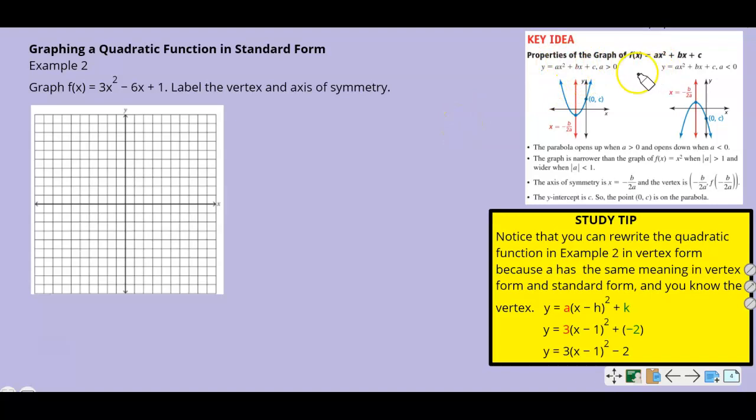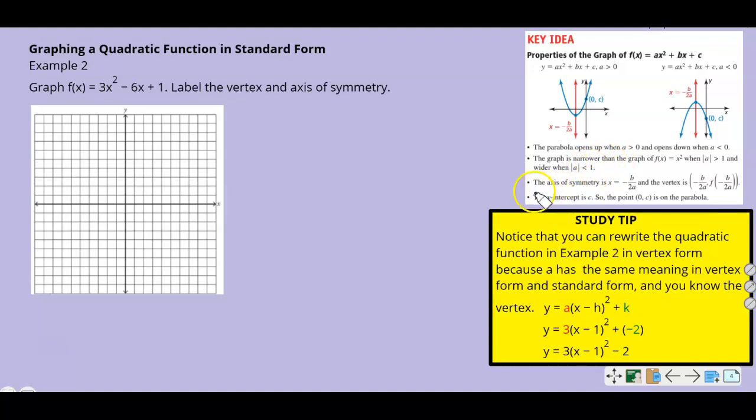All right, so properties of a quadratic function. You can see that the parabola opens up when a is positive, or greater than 0, and it goes down when a is less than 0, or negative. The graph is narrower than the graph of f of x when the absolute value of a is greater than 1, and wider when it's less than 1.